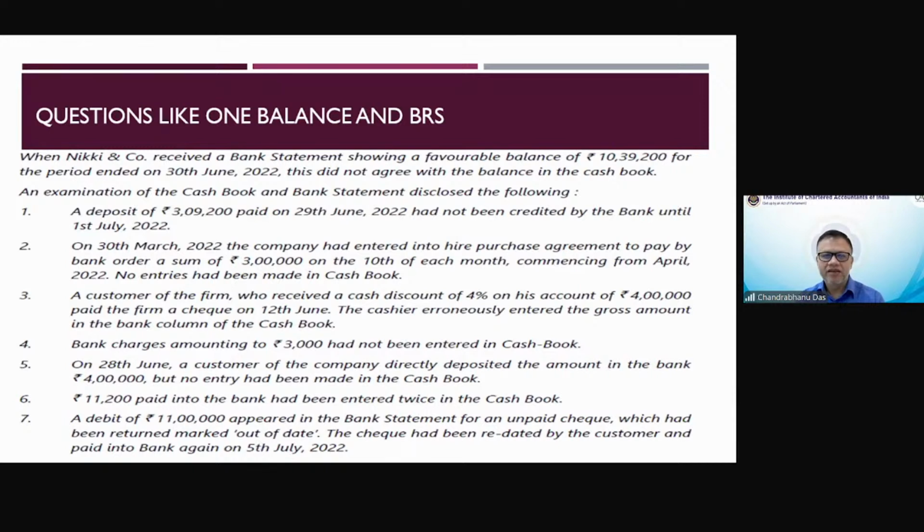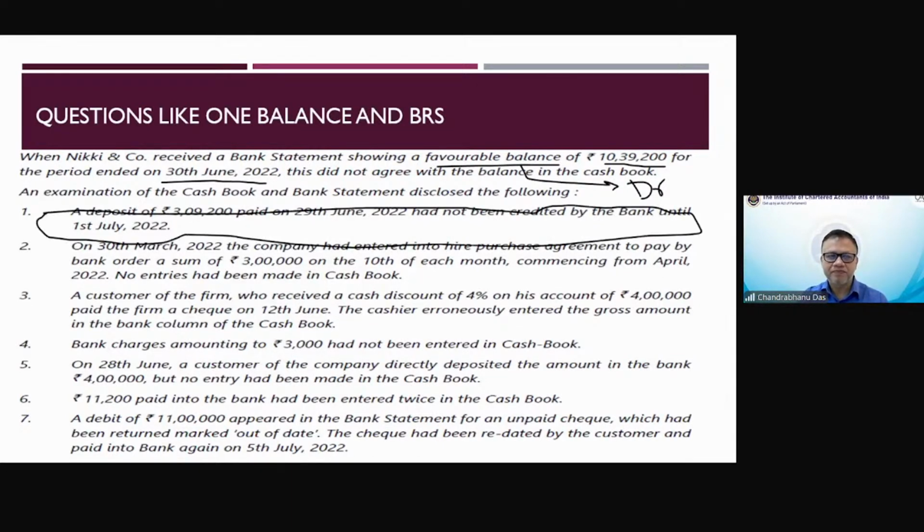So now we will try to see each of these events and how we have to solve it. We have a favorable balance. When it says favorable balance, always remember the bank statement showing a favorable balance means the cash book balance is debit 10 lakh 39,000. Favorable balance means for the bank it is a credit balance, for the cash book it is a debit balance. So whenever a question comes like this, favorable balance means for a cash book it is a debit balance and for a passbook it is a credit balance. Okay. So that is the meaning of a favorable balance.